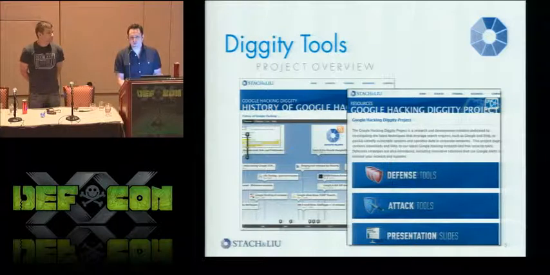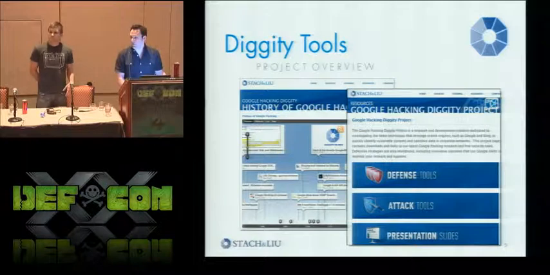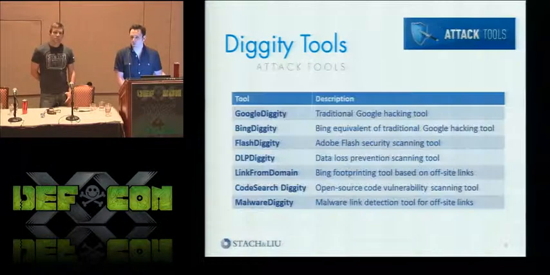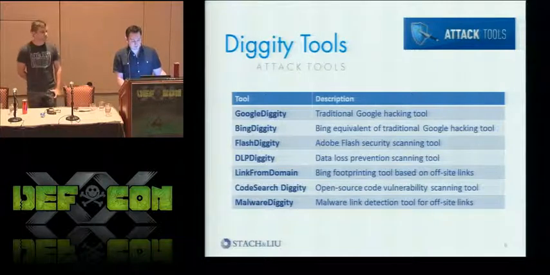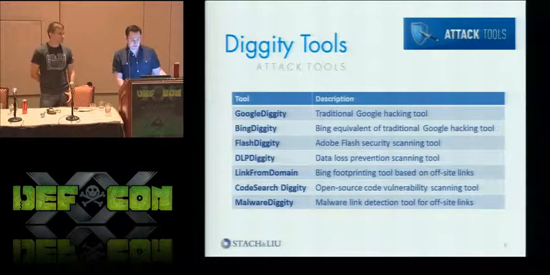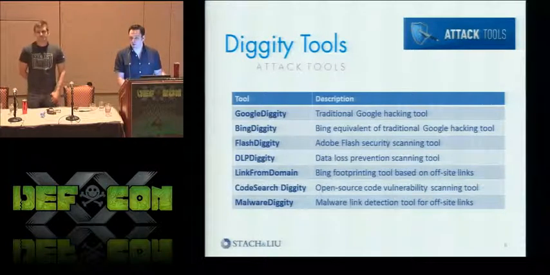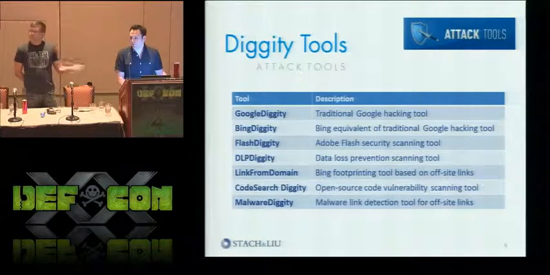As Google finds a new website that would have matched some Google dork, we're getting real-time RSS updates about it and have created a sort of intrusion detection system for Google hacking, if you will. And we'll show you some updates we've made to that. Some of the old tools: I mentioned earlier Google Diggity and Bing Diggity, our traditional Google and Bing hacking tools. We have Flash Diggity, which is an Adobe Flash security scanning tool, which leverages Google and Bing to find SWF files out there, bulk download them, bulk decompile them back to their ActionScript, and then bulk look through them for Adobe Flash vulnerabilities.